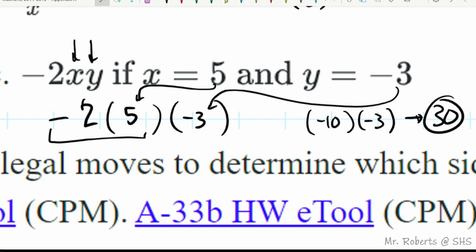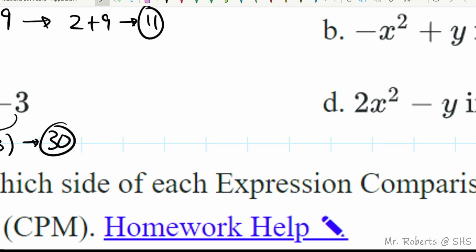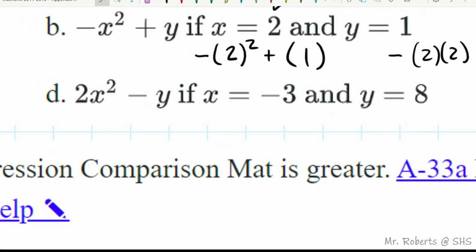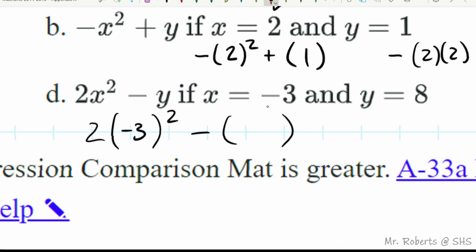And then the last problem is here. What a mess. This is 2 times x is going to get squared and then minus a place for y. I think I got it. So in place of x, I'm going to put the number negative 3, right? X was negative 3. I put a negative 3 here.